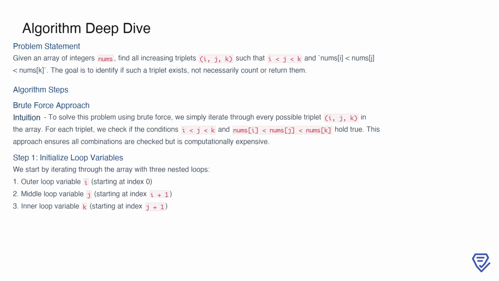The outer loop iterates over the first element of the triplet, denoted by the index i. The middle loop starts from i+1 to handle the second element, j. Finally, the inner loop starts from j+1 to generate the third element, k. By iterating in this structured way, we ensure that we evaluate all valid triplet combinations, satisfying the condition i less than j less than k by design.